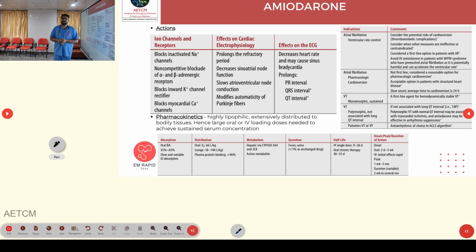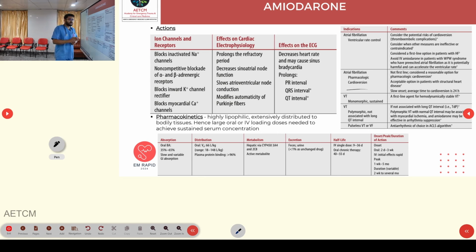In WPW syndrome, we should actually avoid amiodarone, because if it's a pre-excited atrial fibrillation, instead of slowing the ventricular rate, it will accelerate the rate because of that extra accessory pathway in WPW syndrome. In AF, it can also be used for cardioversion as well. It is not first line, but it's a reasonable option, and we most commonly use it in the ER for that same purpose. But it takes around 24 hours to cardiovert the patient, as it is slow in onset.